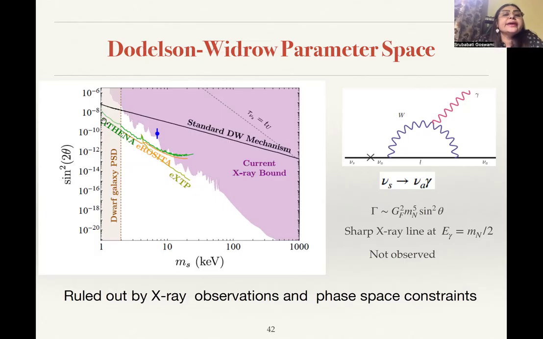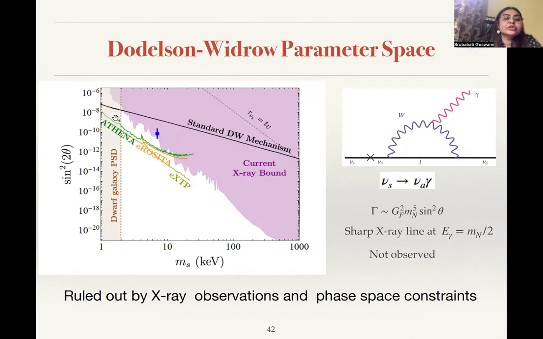So this is the standard Dodelson-Widrow line to satisfy the relic density. For this to be the dark matter, they have to satisfy the relic density. However, there is also the bound from X-rays, because as I said, this sterile neutrino can go to an active neutrino and a photon, and emit a sharp X-ray line at m_s by 2, which is not observed. So from that, this whole parameter space is ruled out, and the standard Dodelson-Widrow falls in the disfavored parameter space.